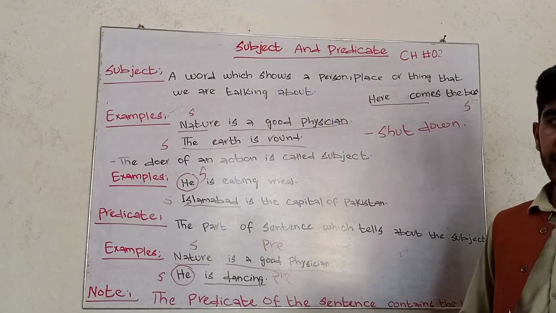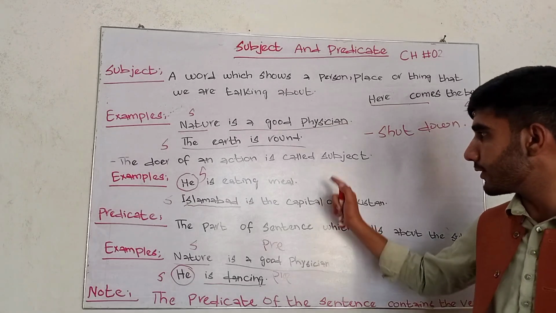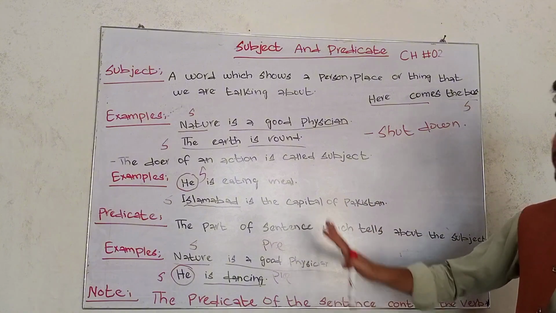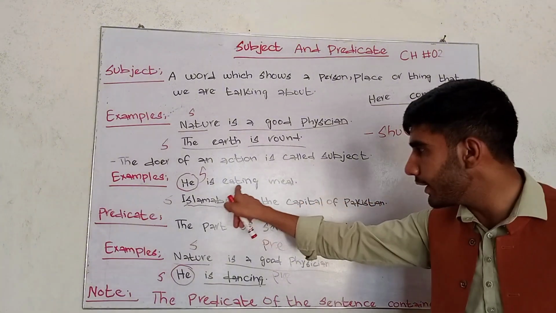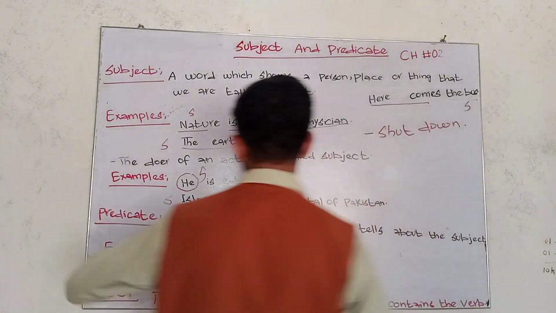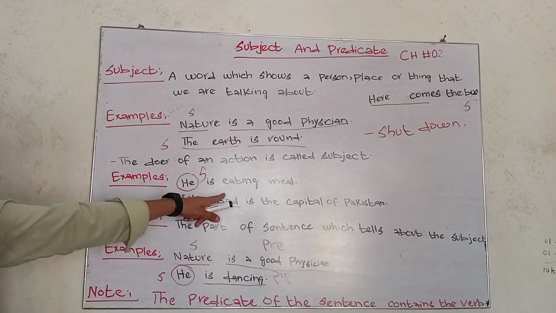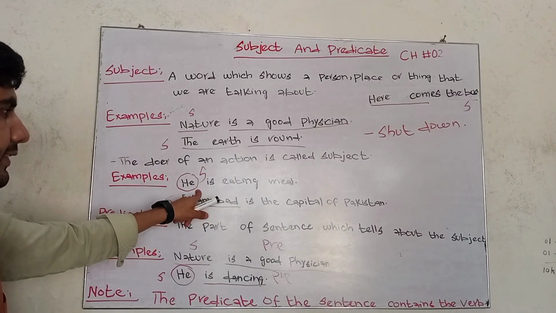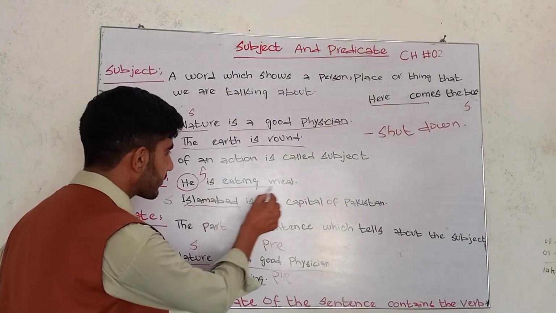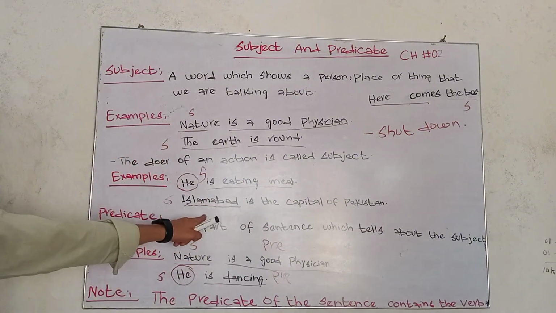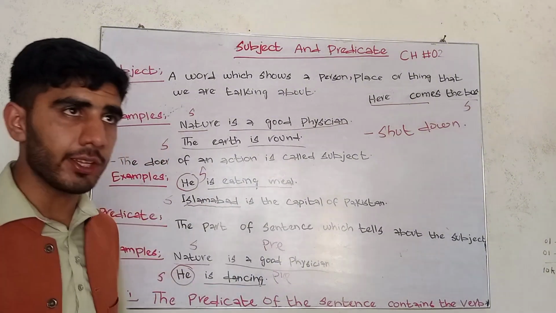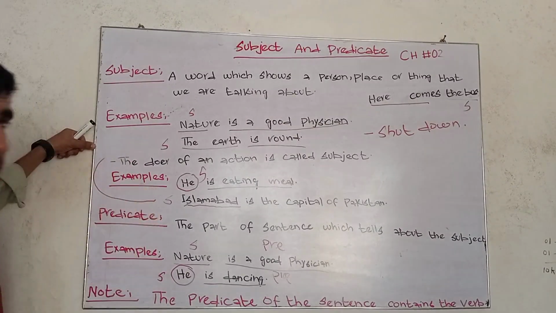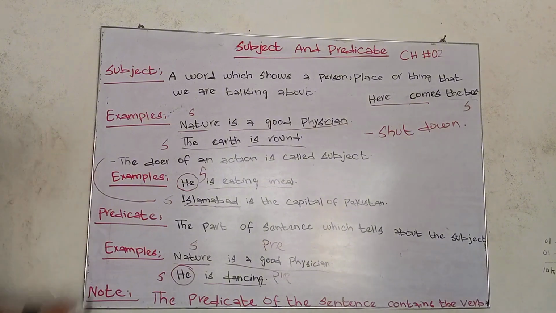And in the middle classes we studied that the doer of an action is called a subject. Yes, this definition is correct, but in some places it does not work. For example, he is eating a meal. In this definition, "he" is a subject, and it is doing the action of eating. But take this example: Islamabad is the capital of Pakistan. According to this definition, Islamabad is doing nothing.